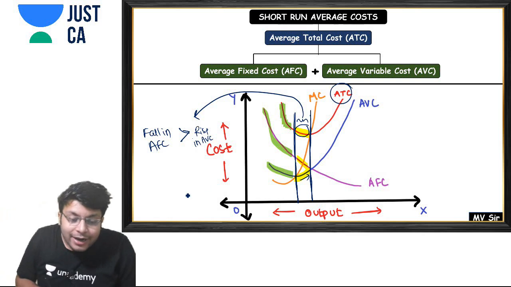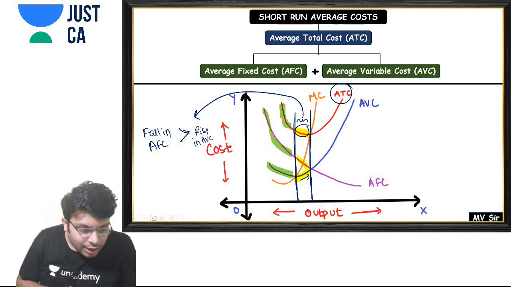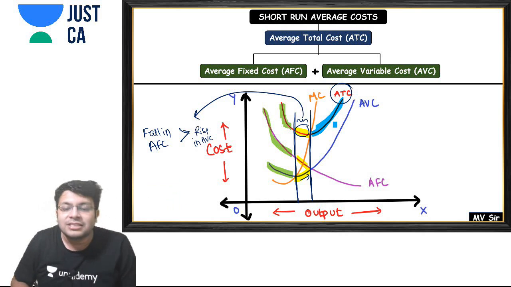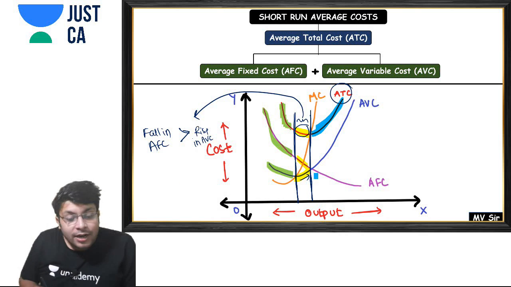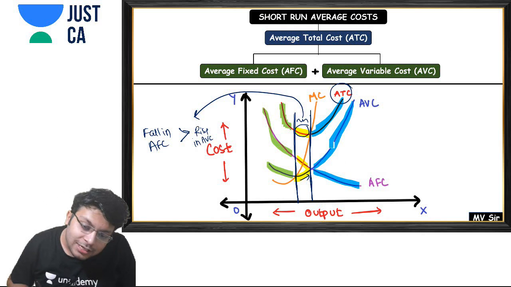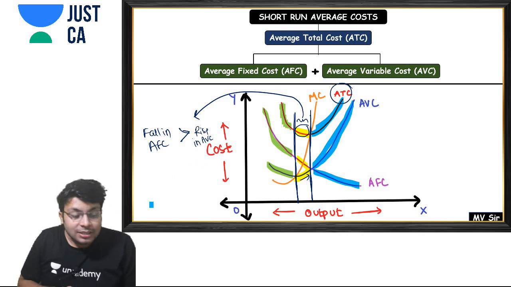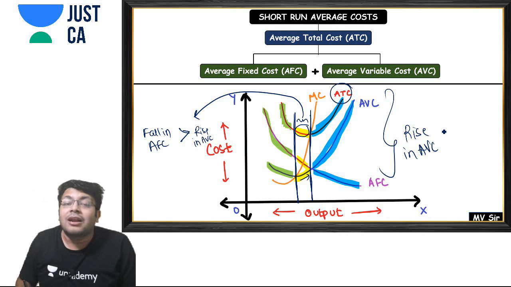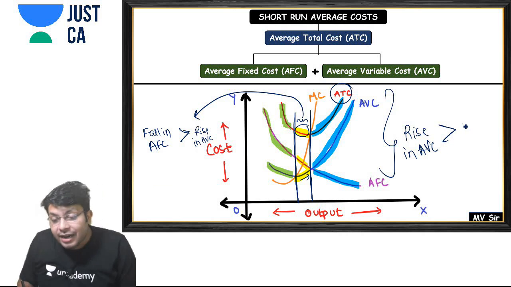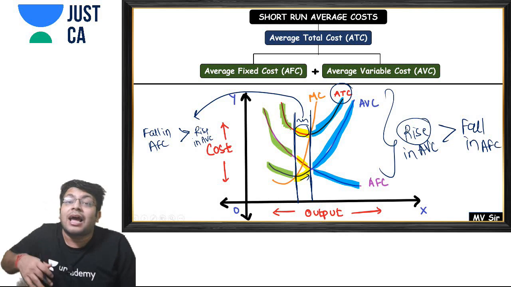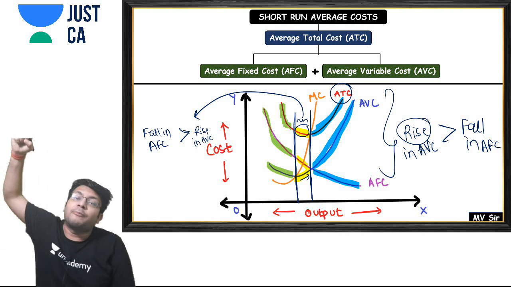But after this point, have a look at this point. Now your average total cost curve has started increasing. But over here, your average fixed cost is decreasing and average variable cost is increasing. Why has your average total cost started increasing? Because over here, the rise in average variable cost is greater than the fall in average fixed cost. And since the rise is more, it pulls the average total cost curve upwards.